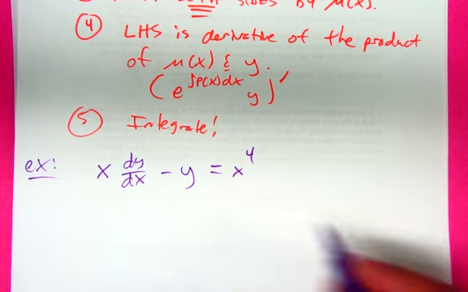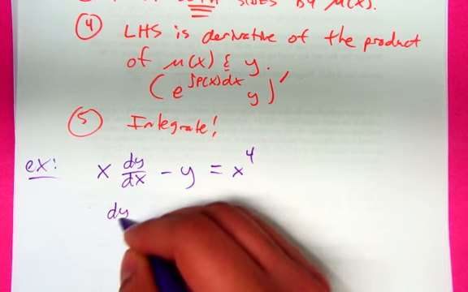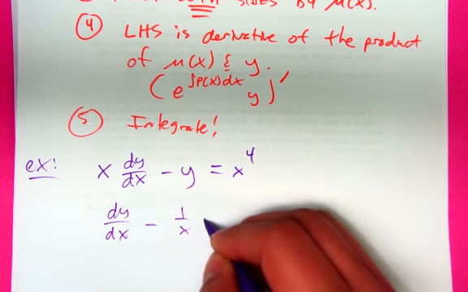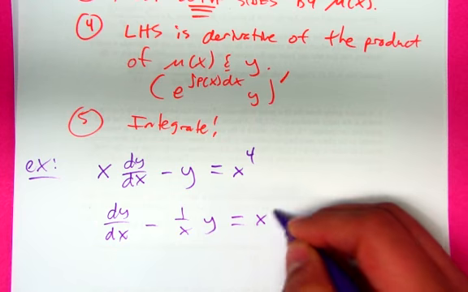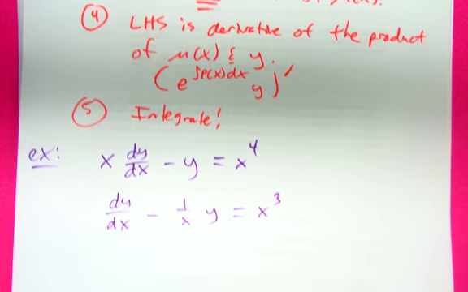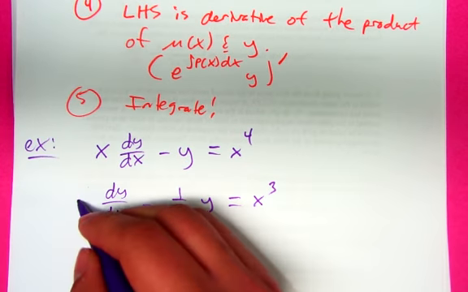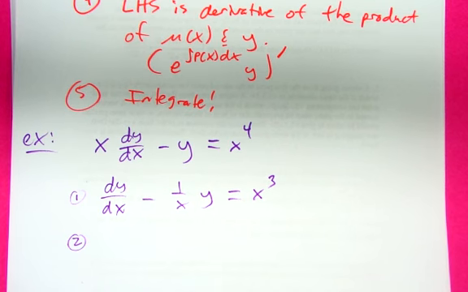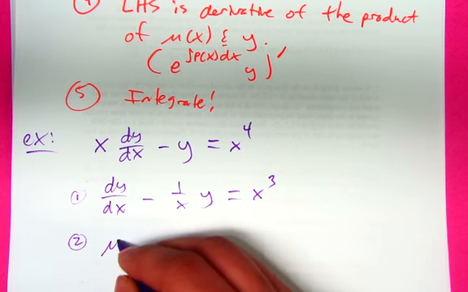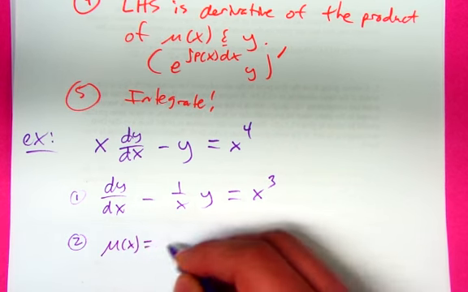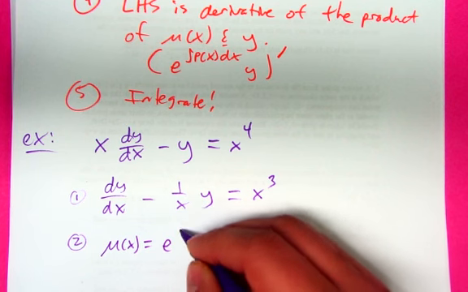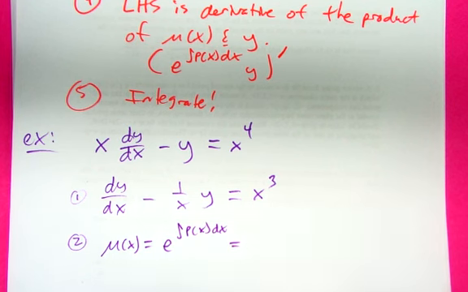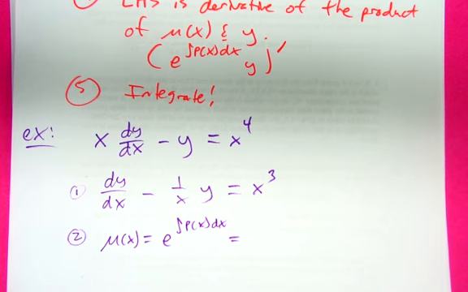What do I do? Divide by x. So, we get dy/dx minus 1 over x times y equals x cubed. That's step 1. So I'll just write them down like we did earlier. Step 2 is to find mu of x. Well, mu of x, the formula was to do e to the integral of p of x dx. Well, what's p of x in this?